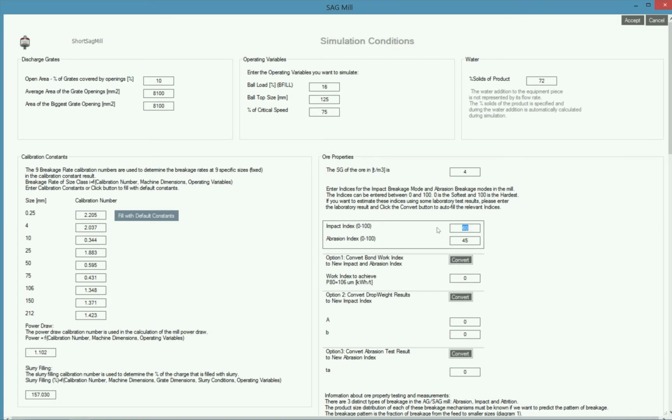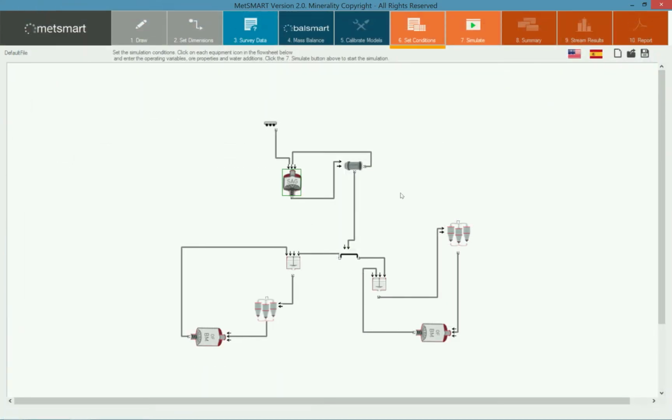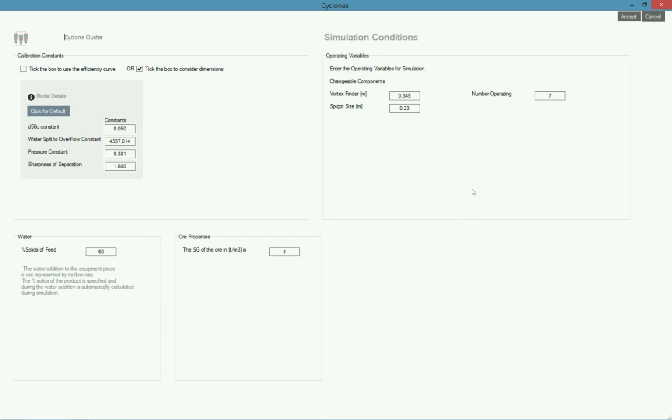So I can make the ore much harder to see the effect of a harder ore. You can also change, for example, the discharge grates or the operational variables. So I can see what will happen if I run with a higher ball load and a higher ball size. I can do this for every equipment piece. For example, for the cyclones, I can change the number of cyclones operating, or I can change the vortex finder or the spigot.